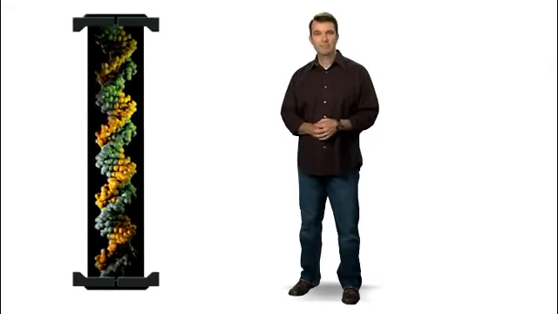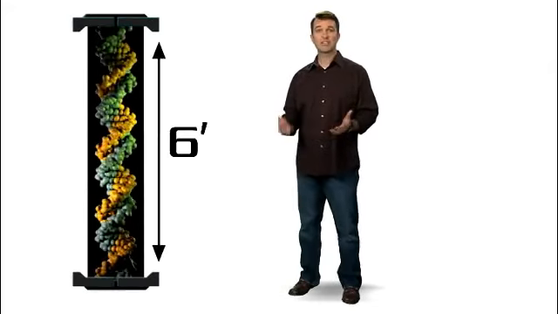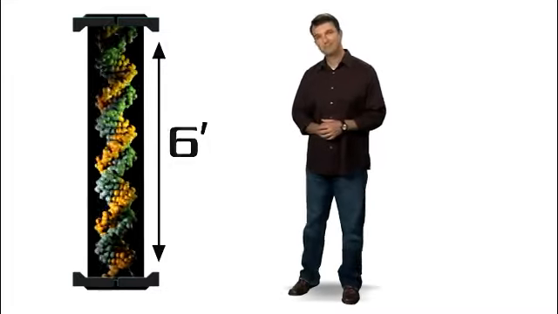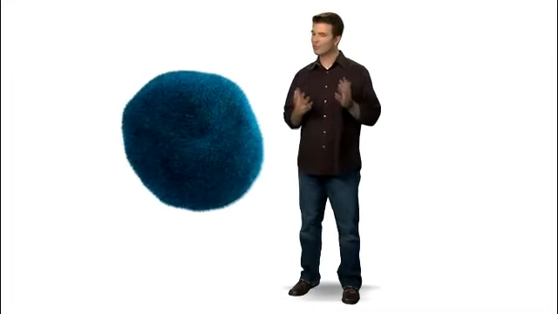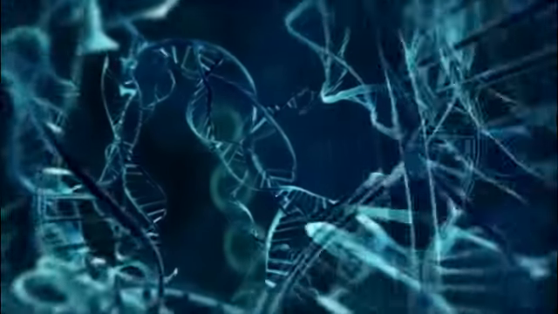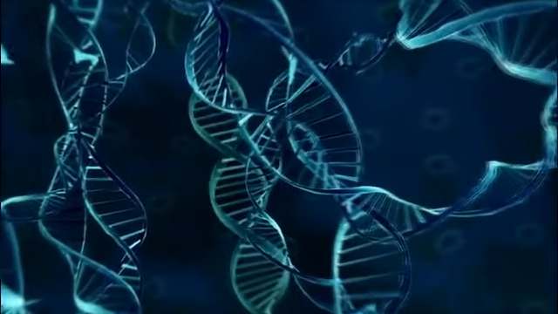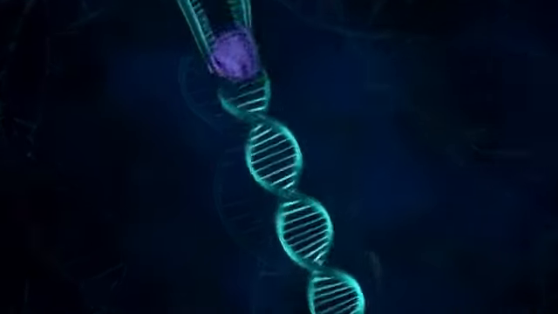If unwound, a single DNA strand would be about 6 feet in length. And yet, it fits into a cell which can't even be seen with the human eye. Remarkably, these strands are kept from tangling as they are separated and duplicated.